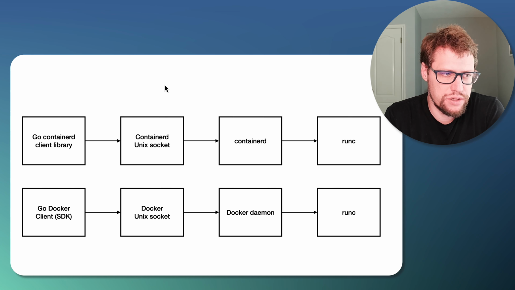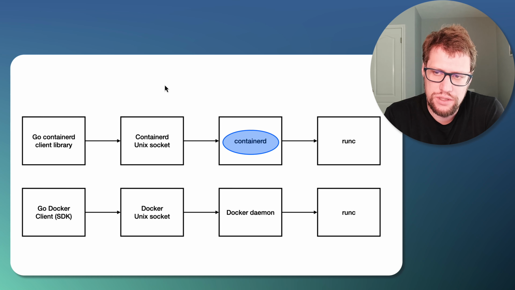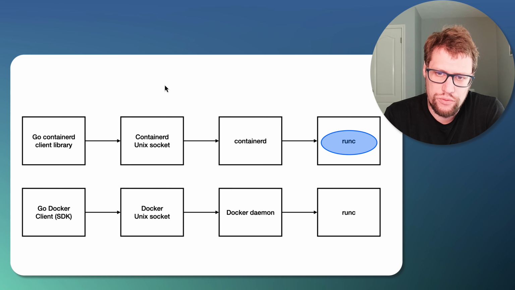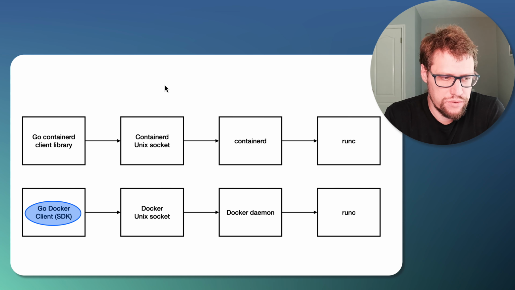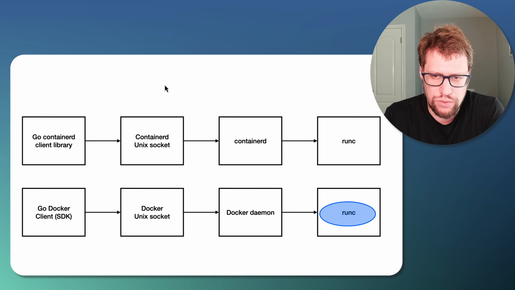Here you see in this diagram on a high level, we can use the Go containerd client library to connect to a containerd Unix socket, which will bring us to the container daemon, containerd. And when we start a container and we want to run a container, it will execute runc. With Docker, we have the same. You have the Go Docker client SDK, which can send commands to the Docker Unix socket. You end up in a Docker daemon and it will also use runc.